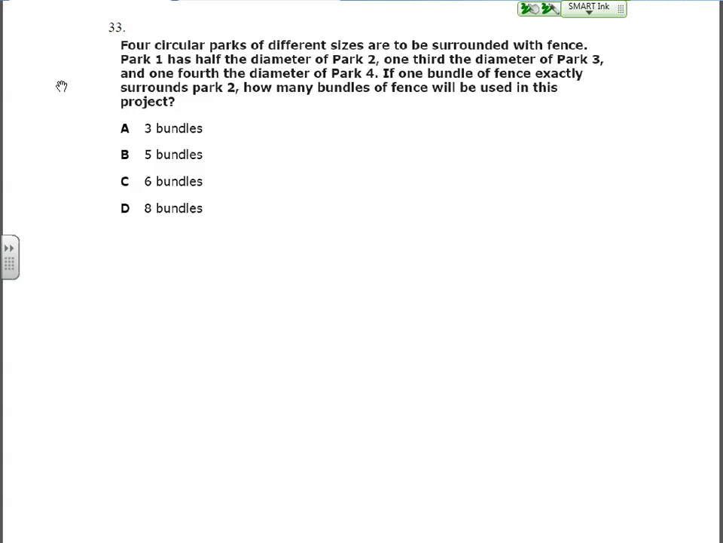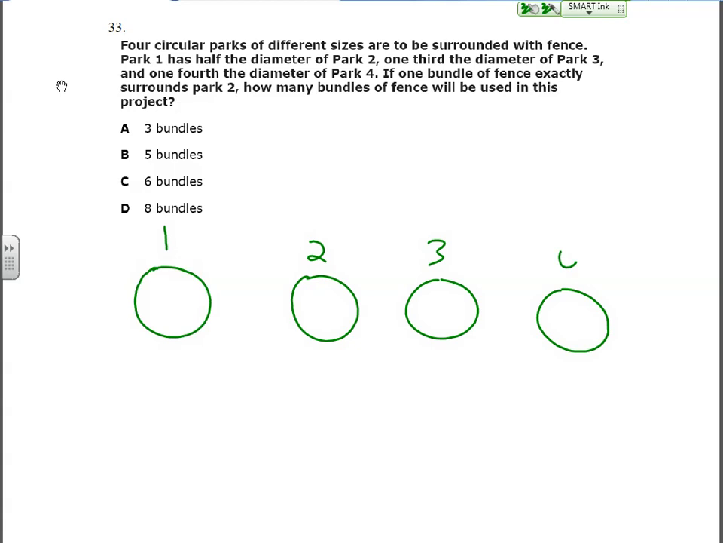It says 4 circular parks of different sizes are to be surrounded with fence. Park 1 has half the diameter of Park 2, 1/3 the diameter of Park 3, 1/4 the diameter of Park 4. If one bundle of fence exactly surrounds Park 2, how many bundles of fence will be used in this project? Okay, so let's draw our circle here, and we'll label this Park 1 and then Park 2. I'm going to make them all the same size, just because I don't want to mess with accuracy here.